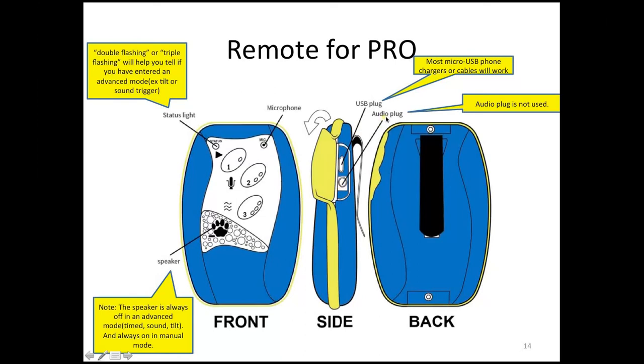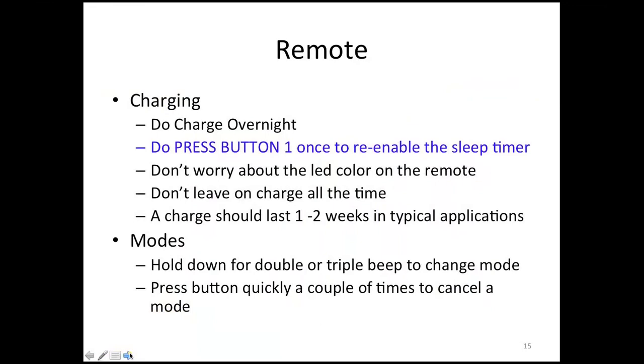The audio plug, we don't use that anymore. That was in a much earlier version of Pet Tutor Pro, and we opted not to go forward with that, but you'll still find that connection in the remote. So just ignore it. You don't need it anymore. And on the back then is this clip. You can clip it onto your shirt pocket if you wanted to do hands-free work and use the voice trigger.